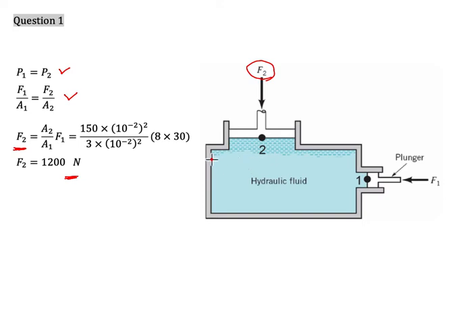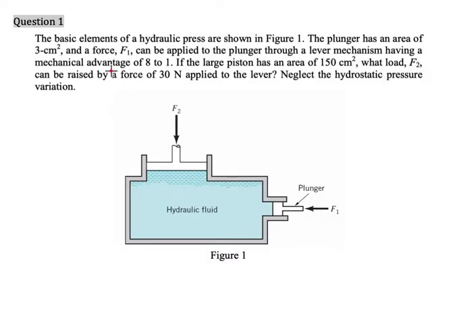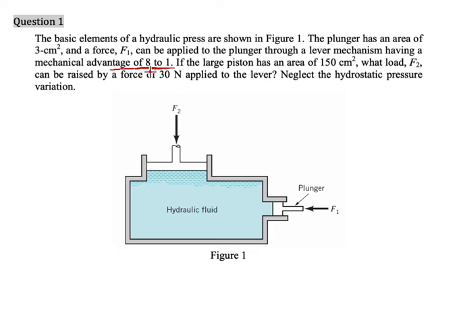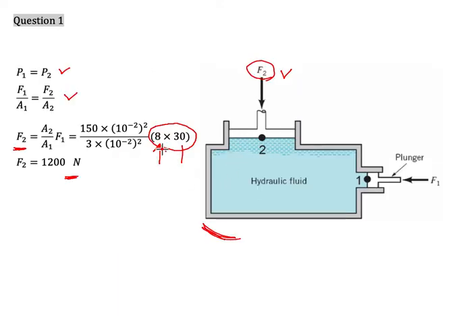However, in this question, it says previously that this mechanism has an advantage of 8 to 1, meaning this design can increase the outlet force 8 times more. So we multiply the initial force of 30 by the mechanical advantage. We put the mechanical advantage number at this stage. So the total force F2 that can be lifted by this mechanism is 1200 Newton.